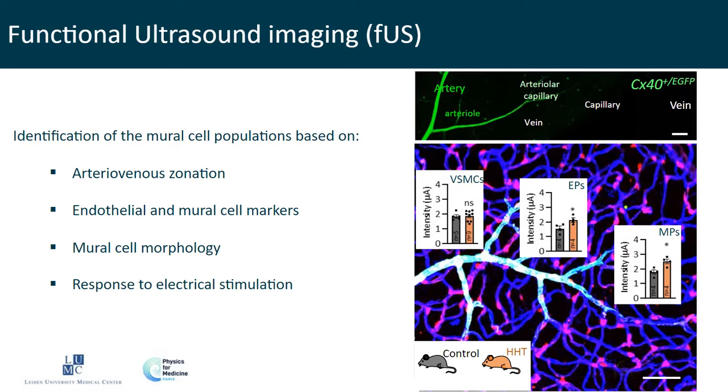And as you can see on the right side, the smooth muscle cells were not affected by the HHT mutation, whereas the HHT pericytes, EP or mesh pericyte MP, were affected. This is shown by the need for a higher current intensity to induce vascular constriction, as previously shown. So it's very interesting that the smooth muscle cells and the pericytes were differently affected by the mutation.